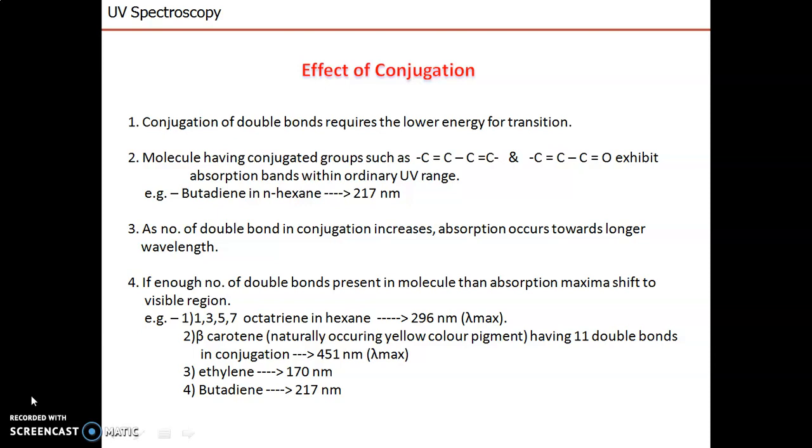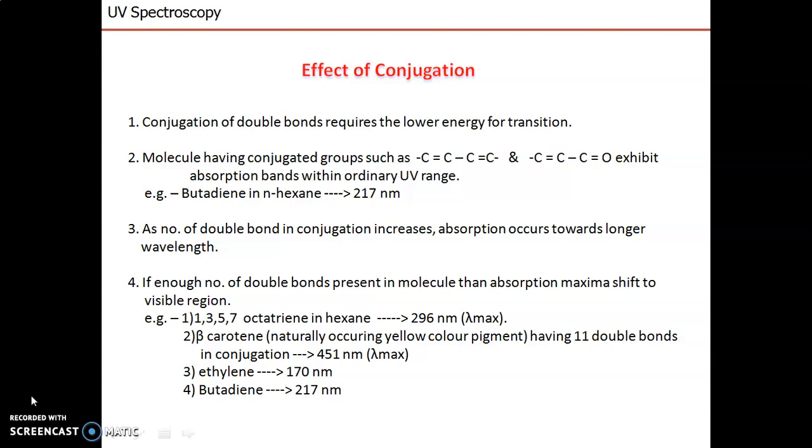So what is the effect of conjugation in the UV visible spectroscopy? If any molecule is very conjugated, then that type of absorption is happening at the longer wavelength in the UV. If any molecule is non-conjugated, it shows the absorbance or lambda max towards the shorter wavelength in the UV. Hence the conjugation of double bond requires lower energy for the transition. Molecules having conjugated double bonds exhibit absorption bands within the ordinary range.